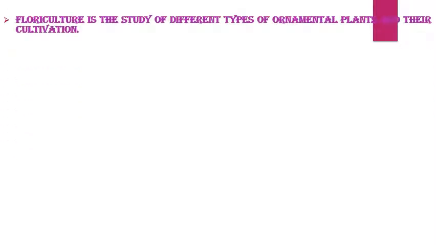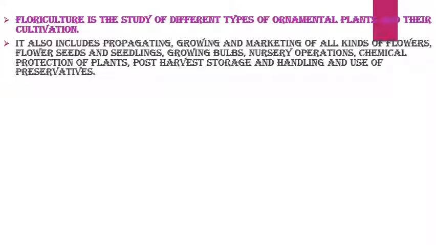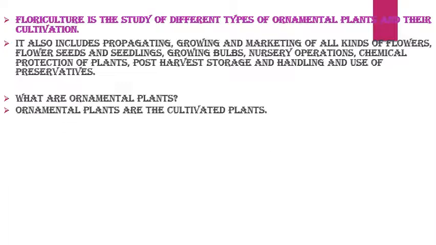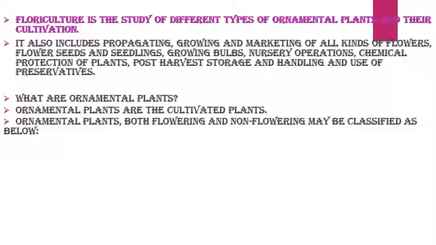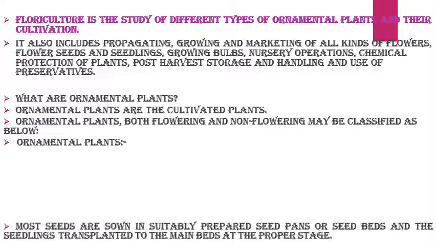Floriculture is the study of different types of ornamental plants and their cultivation. It also includes propagating, growing and marketing of all kinds of flowers and flower seeds, seedlings, growing bulbs, nursery operations, chemical protection of plants, post-harvest storage and handling and use of preservatives. So what are ornamental plants? These are the cultivated plants. Ornamental plants, both flowering and non-flowering, may be classified as below.